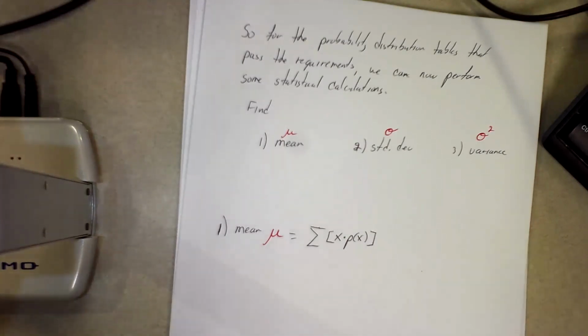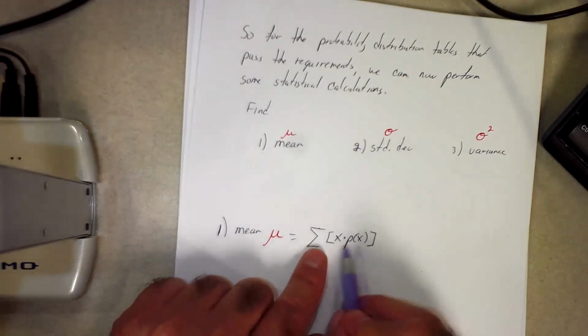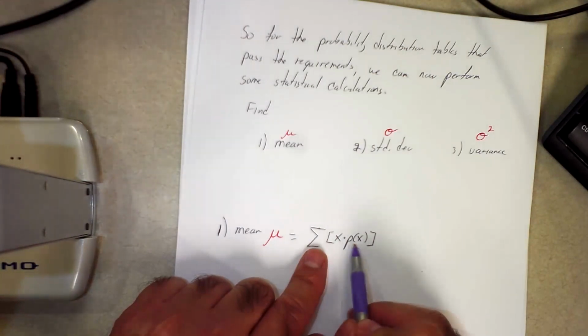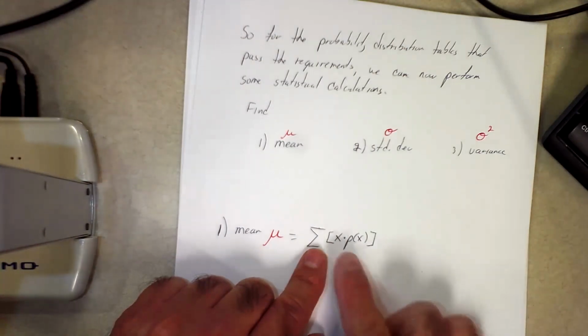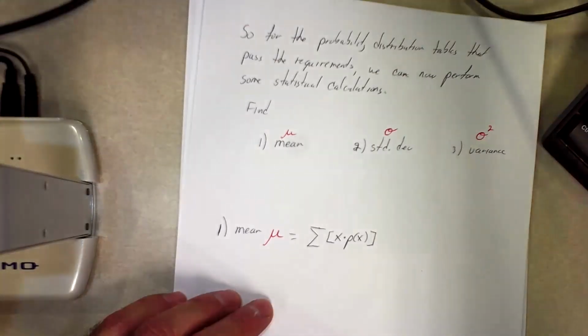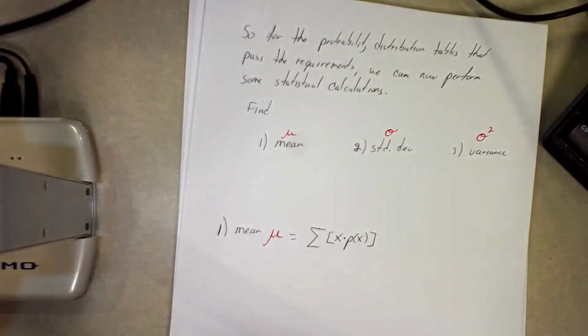Okay, so I'll let you copy it. So the way it works is it's kind of like PEMDAS. You have to work the inside first. So you're going to have to multiply each of your random variables times its p of x. So you're going to have to create a column and multiply x times p of x, and then at the end, you sum all that column down and that'll give you your mean.